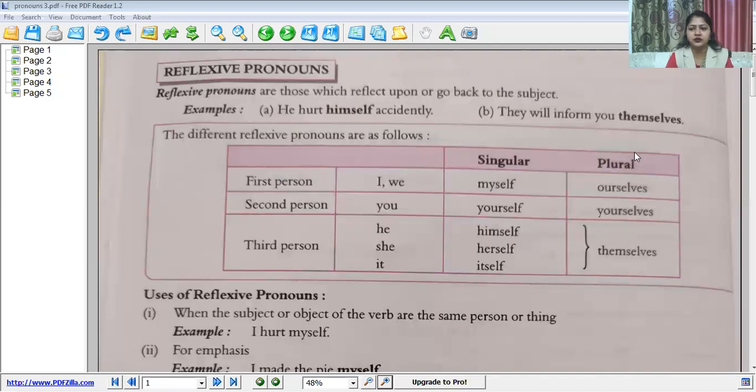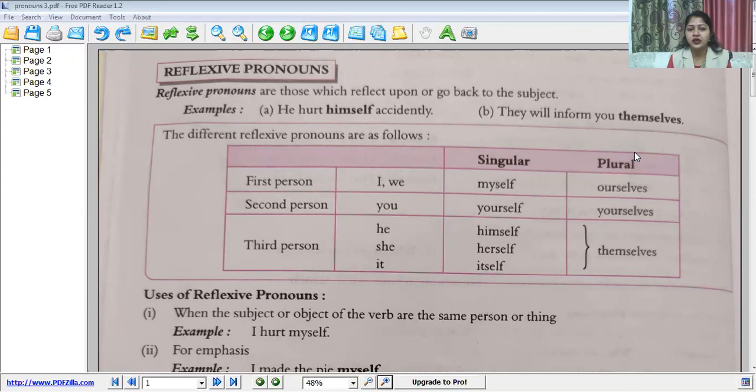I believe the PDF is quite clear to you all. Okay. Now, what are reflexive pronouns? Reflexive pronouns are those which reflect upon or go back to the subject. Means, what is the subject? I'll give you an example here. He hurt himself accidentally. Now, he is already the personal pronoun here. Yes, we learnt about personal pronouns.